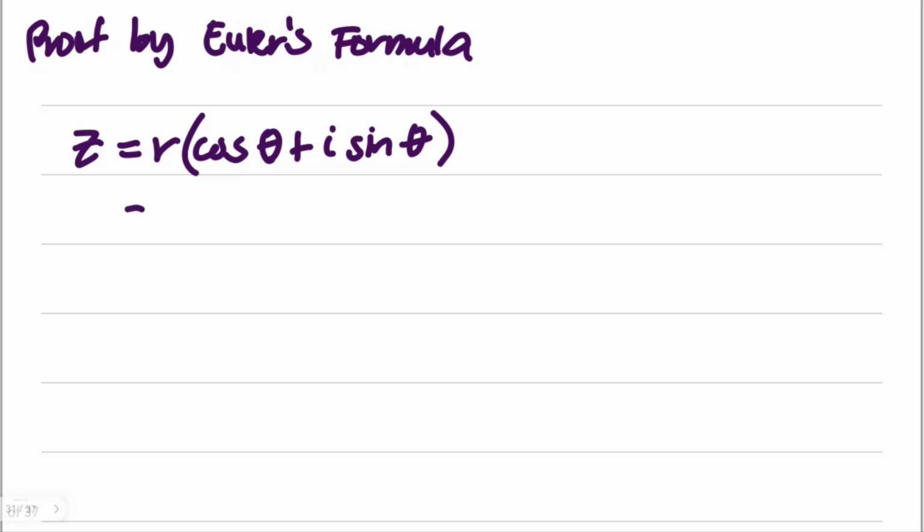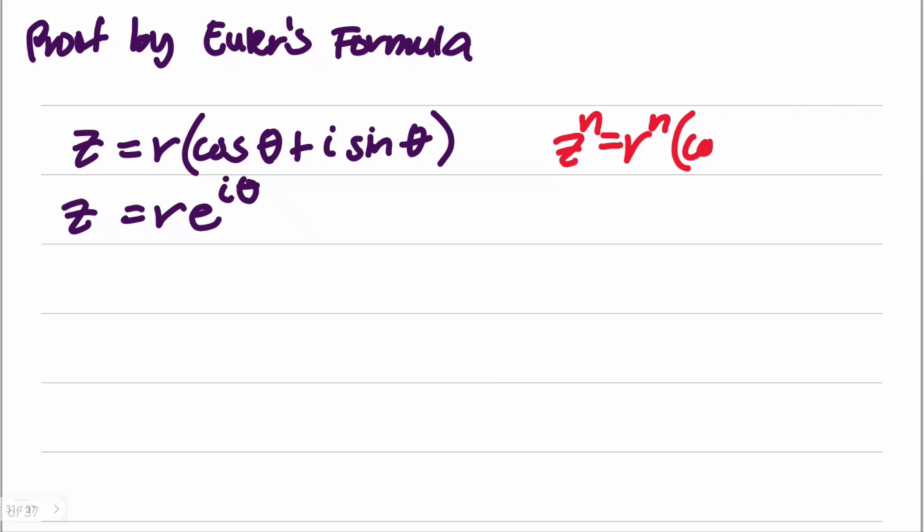it can be written as r e to the power of i theta, according to Euler's formula. Our r is, of course, the modulus itself. Now, what we're going to prove here is that z to the power of n is r to the power of n times cosine n theta plus i sine n theta. That's what we're trying to prove here, but using Euler's formula, this is what will happen.